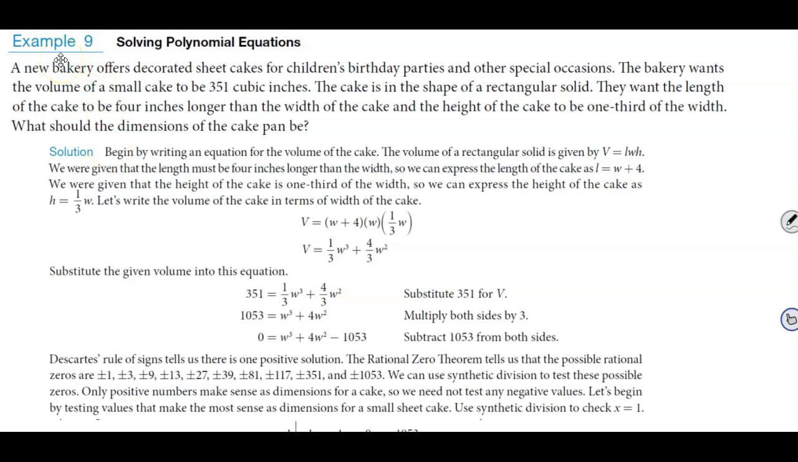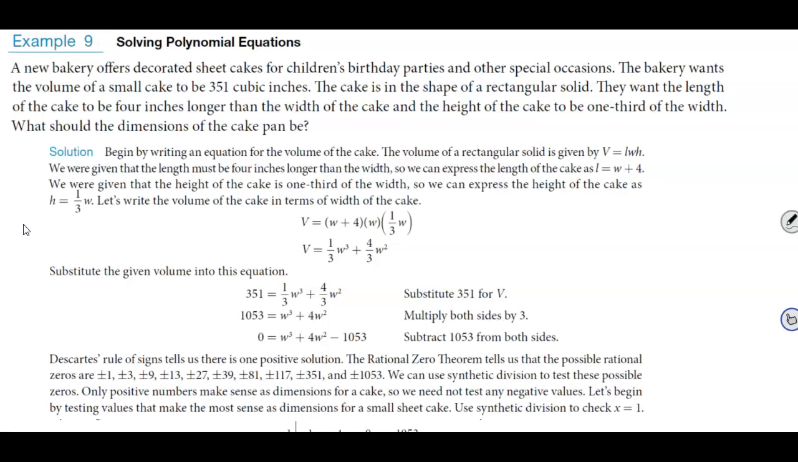In example number 9, we're solving polynomial equations. A new bakery offers decorated sheet cakes for children's birthday parties and other special occasions. The bakery wants the volume of a small cake to be 351 cubic inches. The cake is in the shape of a rectangular solid.